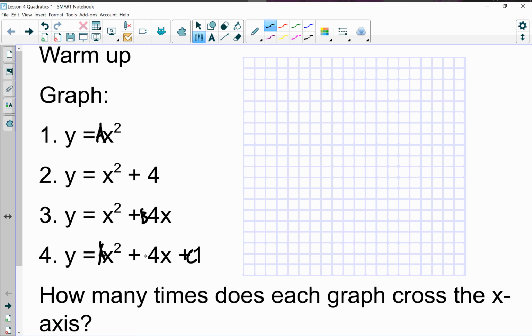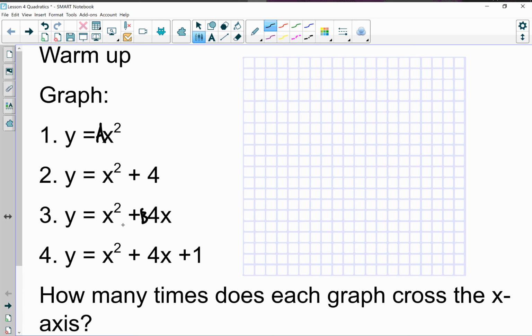So you have ax squared plus bx plus c. So here's my b is 4, my c is 1, and this one my x is 1. So in this section, what we're going to do is we're going to talk about solving quadratics. So now we have a normal just quadratic equation or quadratic function.